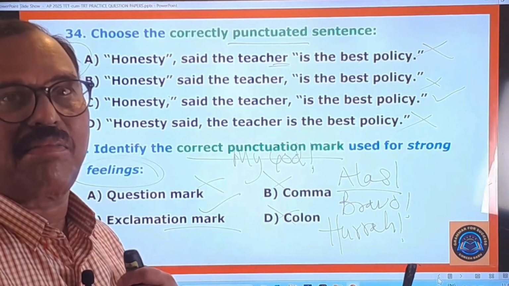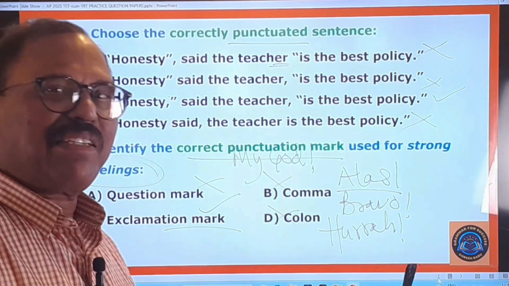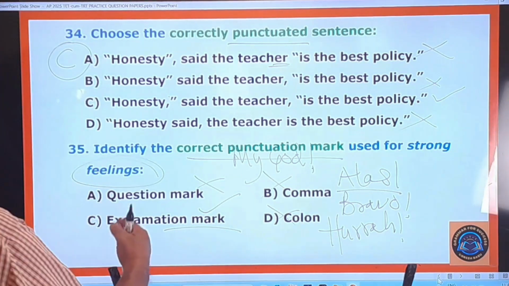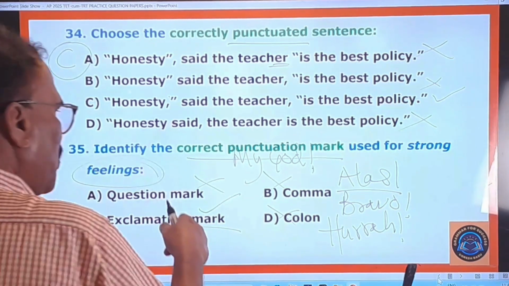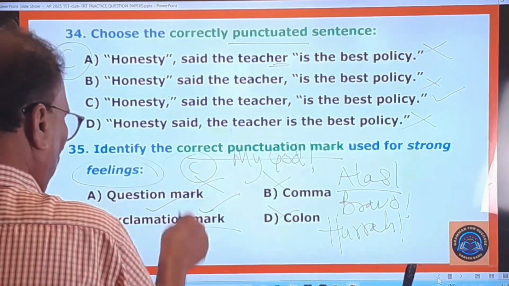So it is a strong feeling. So after the strong feeling, what should you use? Exclamation mark. That is the point. So C is going to be your answer.